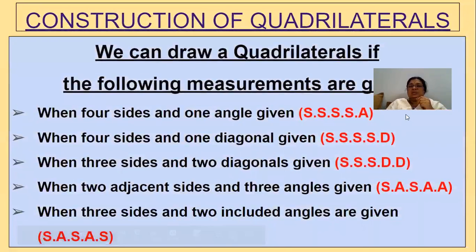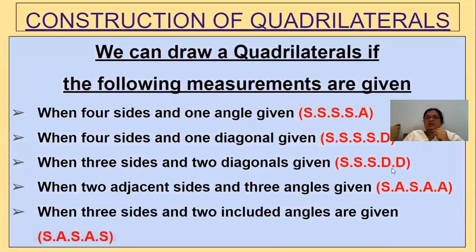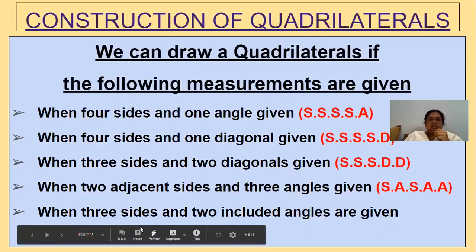See, we all know the conditions and the measurements we need to draw a quadrilateral. Today we'll discuss the last one, that is when three sides and two included angles are given, and we'll discuss some of the constructions regarding rhombus.